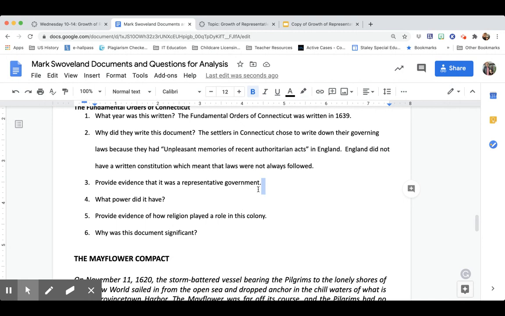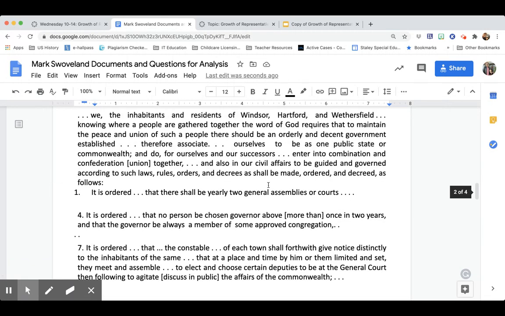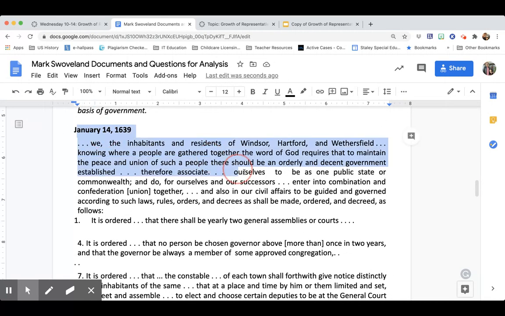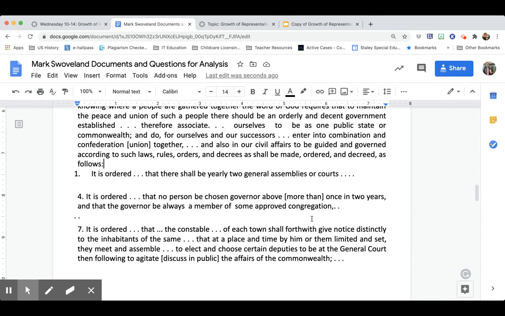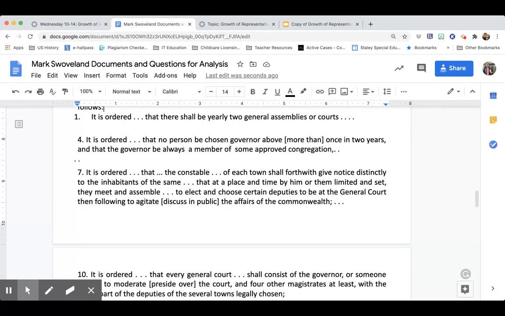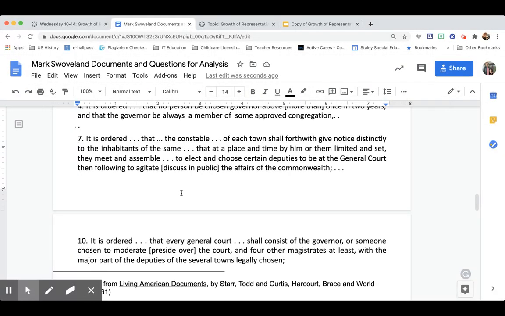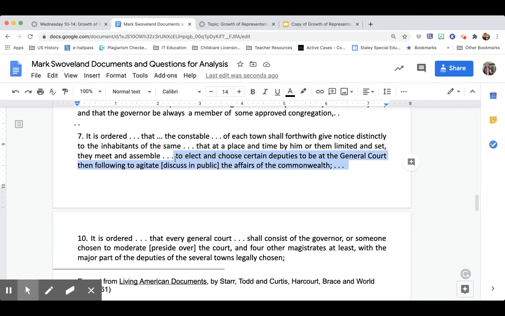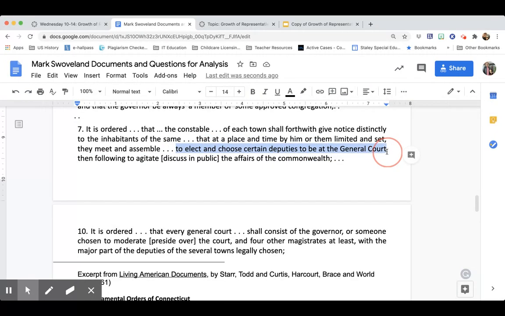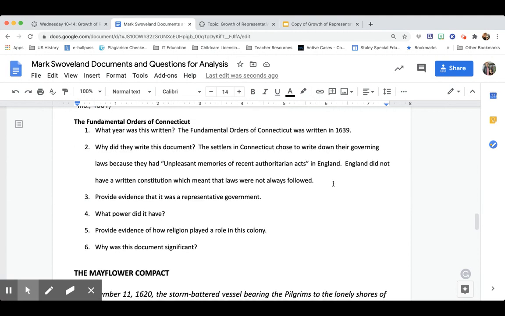Okay, provide evidence that it was a representative government. All right, so let's see. So this right here is like quotes from the Fundamental Orders of Connecticut. So let's see where it says that it's representative. All right, so we can use this. It says to elect and choose certain deputies to be at the general court. Okay, so it's ordered that the constable, so the constable is in charge. So I'm going to use this as part of our quote then, okay?